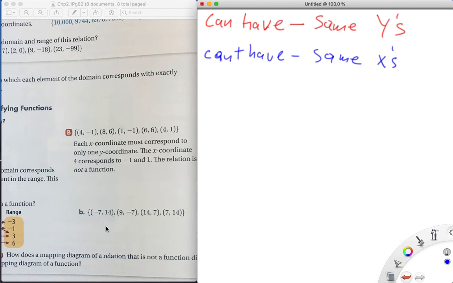B, this is a function. Negative 7 to 14, 9 to negative 7, 14 to 7, 7 to 14. I can have multiple y values. That's fine. As long as they have a separate x, which they do, then I'm okay.